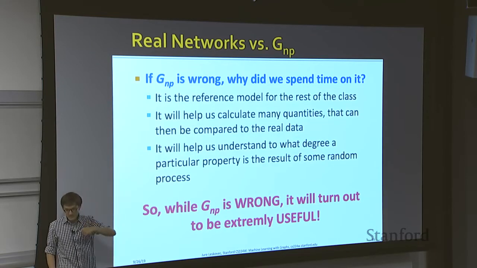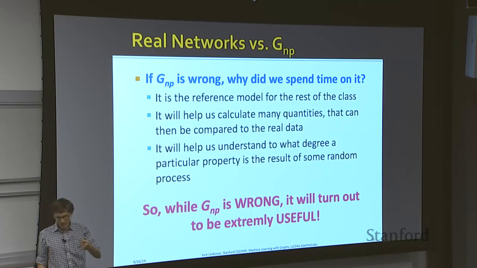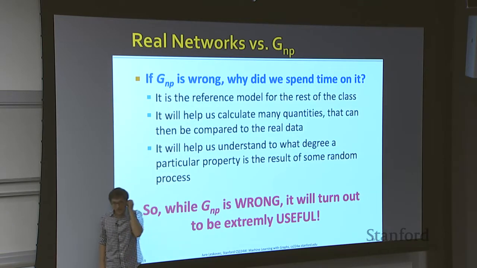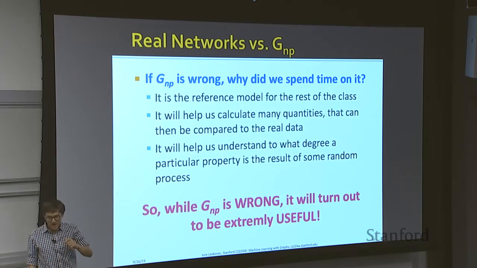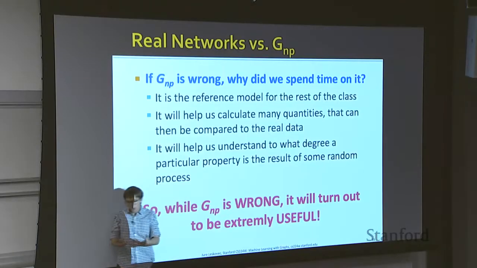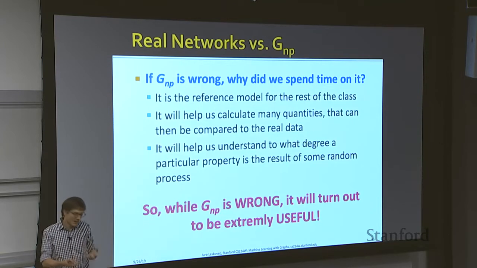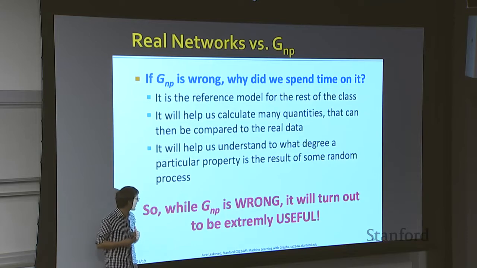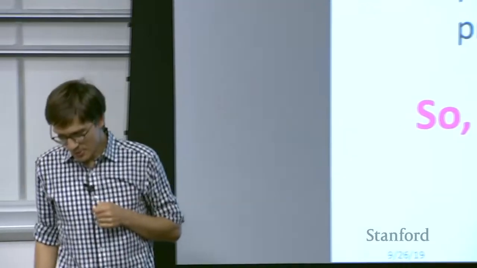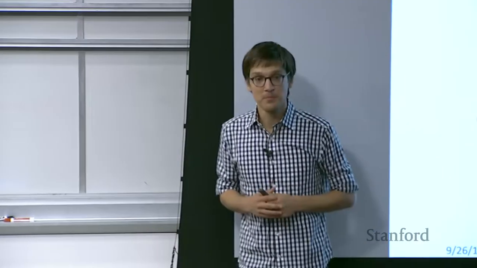The reason is because this is the simplest model, and it's a reference model to judge any network against, to say, should we be surprised about something or not? It also showed how we can calculate in a mathematically rigorous way many different quantities, and how we can then compare them to real data. And it helps us understand what properties of the graph are a result of some random process, and what other properties are maybe not a result of the random process. So even though this model is kind of wrong, it's very useful. So this is what I wanted to say about the G(n,p) model.